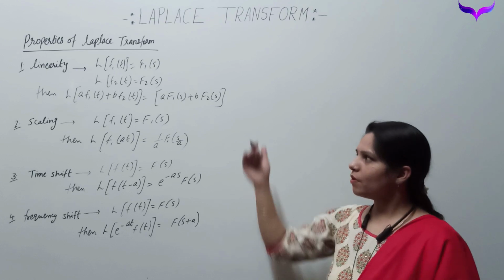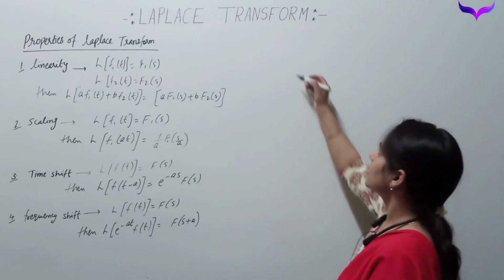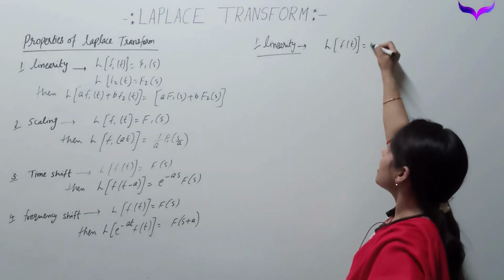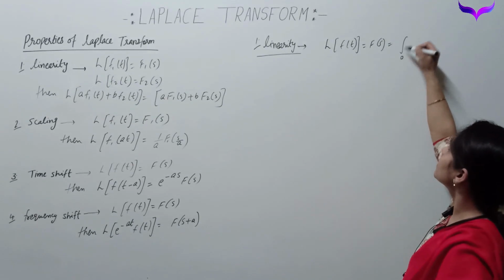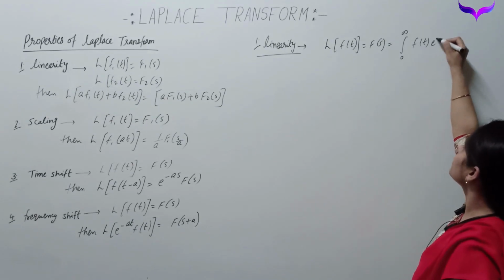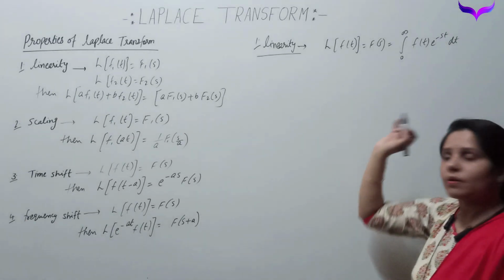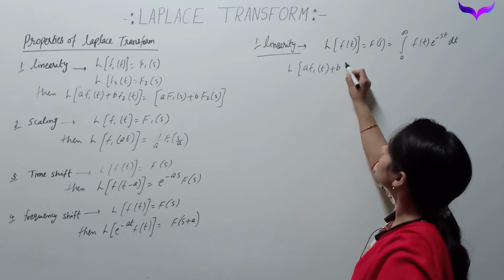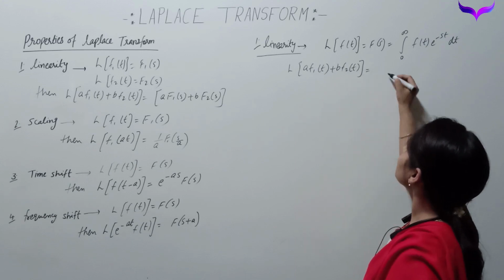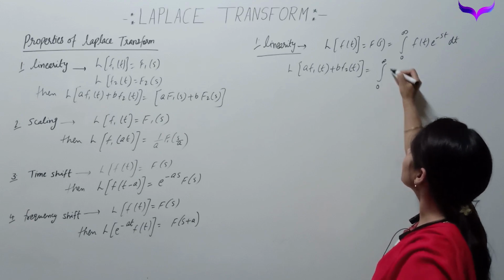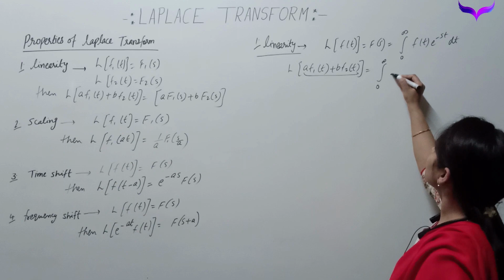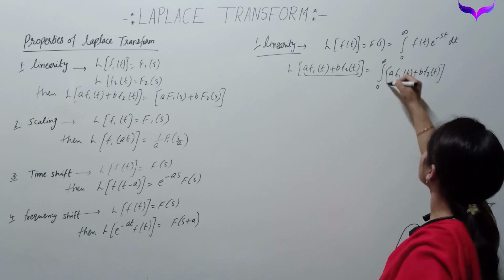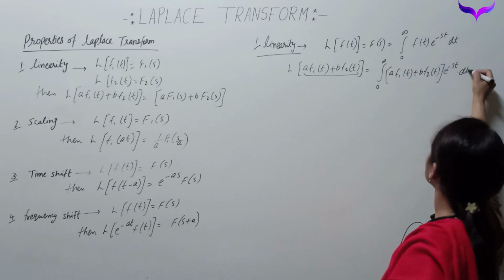Now we will do proof of all these properties one by one. First is linearity. Laplace transform of f(t) is F(s), and by definition we can write it as integral from 0 to infinity f(t) e raised to power minus st dt. Then Laplace transform of a f1(t) plus b f2(t), by definition, is integral from 0 to infinity of the whole function, a f1(t) plus b f2(t), times e raised to power minus st dt.